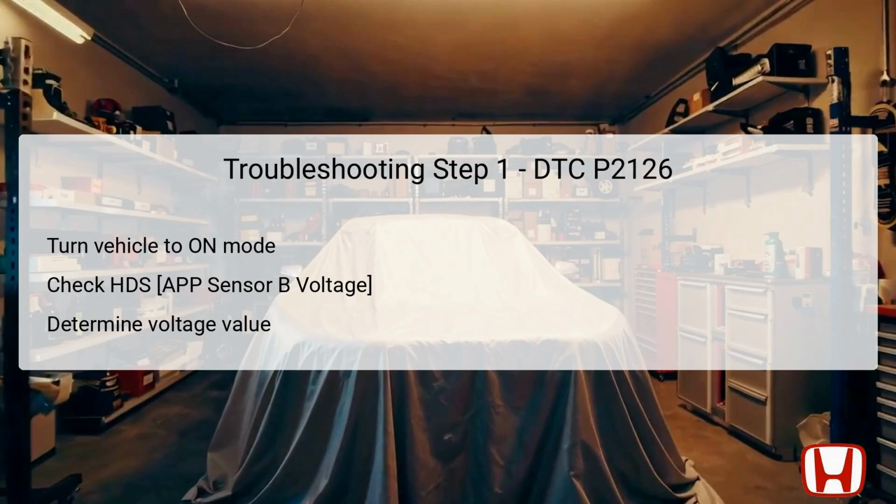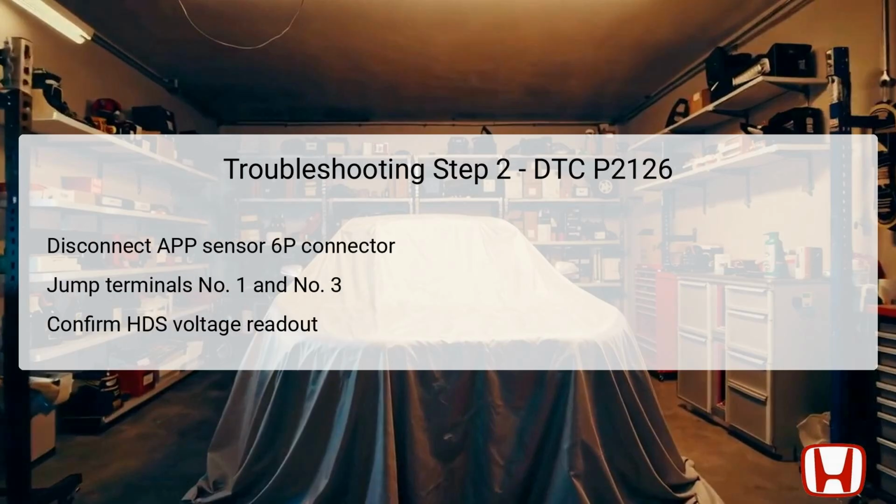Then, utilizing a Honda Diagnostic System HDS tool, you must check the APP sensor B voltage. The HDS will display the voltage value being output by the APP sensor. If this value is less than 0.19 volts or exceeds 2.62 volts, it confirms that the failure is indeed duplicated. This test is critical because it helps isolate the root of the problem, allowing for further testing of either the sensor or associated wiring, as indicated by the results. Keeping a close eye on these voltage readouts is crucial for successful diagnostics.